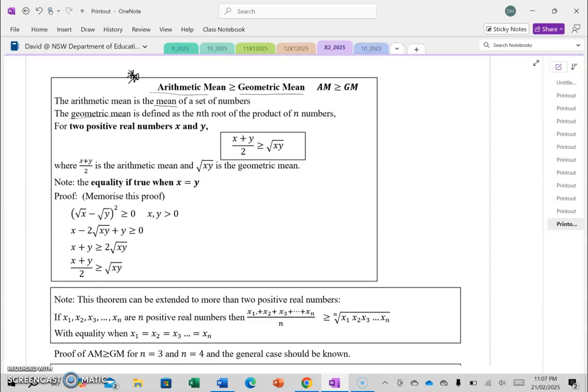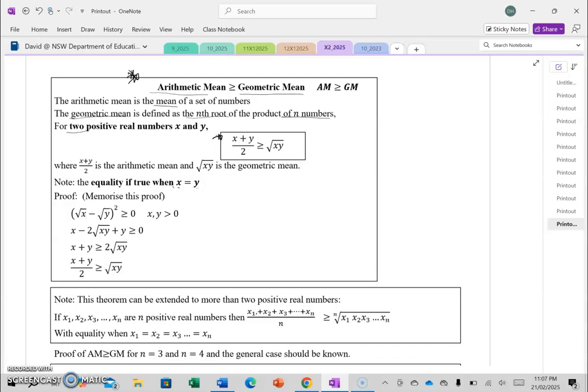The geometric mean is the nth root of the product of n numbers, okay? So if there are 2 numbers, it would be the square root of the product. If there are 3 numbers, it would be the cube root of the product, and so forth. Okay, the inequality holds with equality if the numbers are equal. So if the 2 numbers here, x and y, are equal. This is the AM-GM for 2 numbers, but you can also extend this to more than 2 numbers, and I've written it down below.